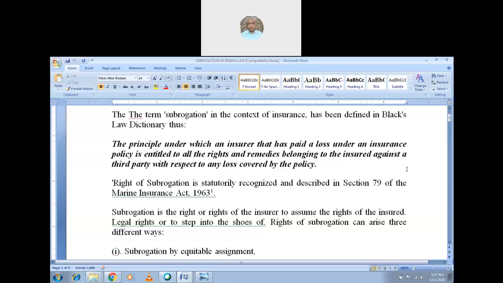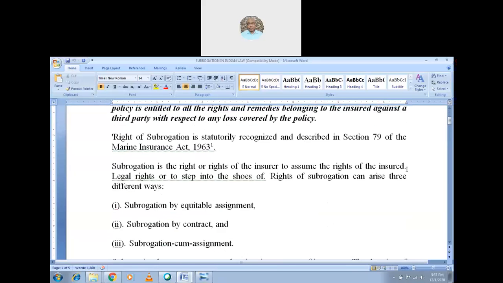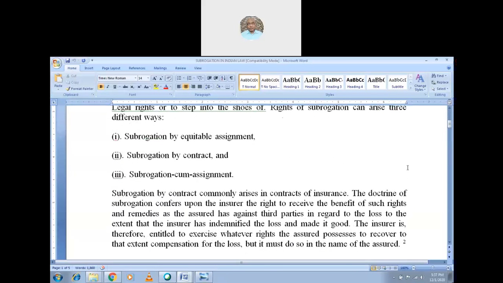Subrogation is the right of the insurer to assume the rights of the insured, to step into the shoes of the insured. The rights of subrogation can arise in three different ways. The insurer will step into the shoe of the insured, then claim the compensation or the amount from the third party through whose fault the accident or incident happened. Next is subrogation by equitable assignment. So what is equitable assignment subrogation? We will see in this one.